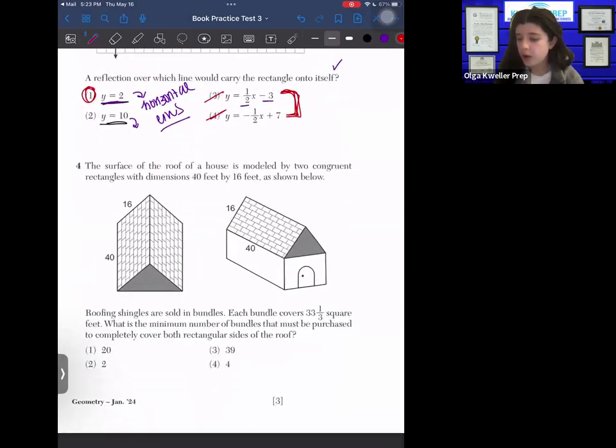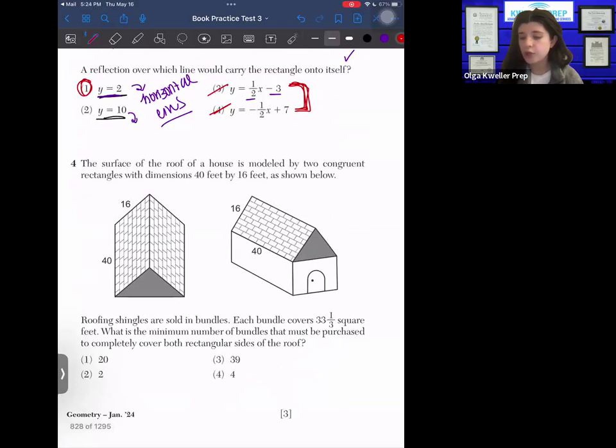Okay, moving on to our next question. We have the surface of the roof of a house is modeled by 2 congruent rectangles with dimensions of 40 by 16, and they drew these out for us. Roofing shingles are sold in bundles. Each bundle covers 33 1/3 square feet. What is the minimum number of bundles that must be purchased to completely cover both rectangular sides of the roof?